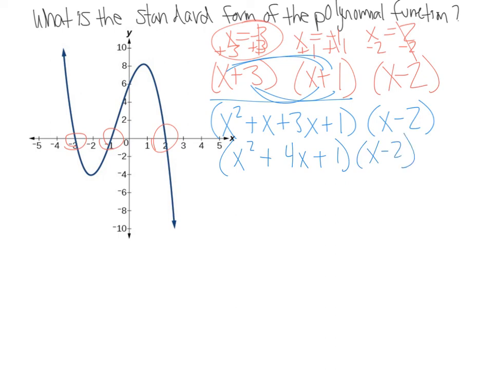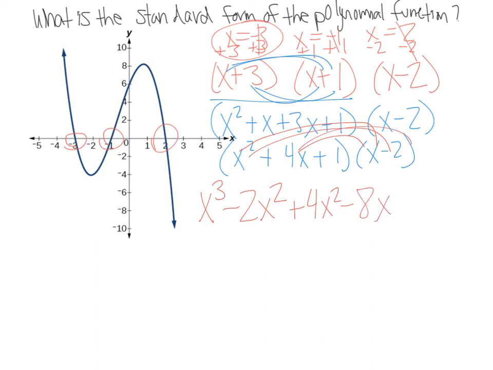And now finally I'm going to have to distribute each term from my trinomial to my binomial. So x squared times x, this is x to the third. X squared times a minus 2. 4x times x, it's 4x squared. 4x times a minus 2. And then finally 3 times x, and 3 times a minus 2.